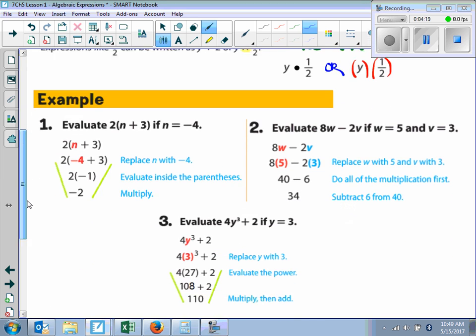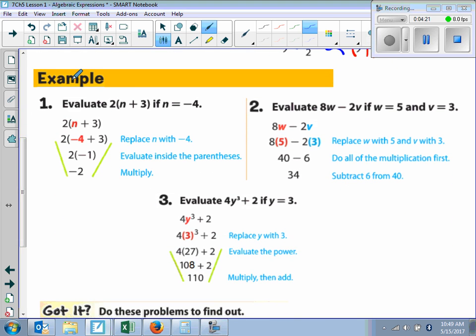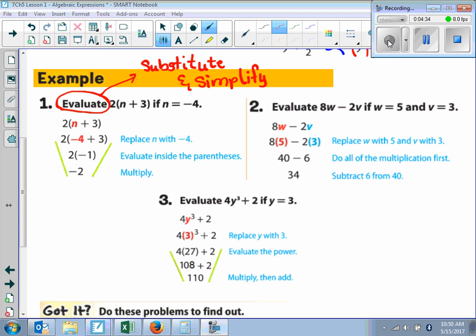So here are some examples. Now, examples 1, 2, and 3, we are evaluating. And when we evaluate, I want you to make sure you know this definition. Evaluate means to substitute and simplify. Please write that down. So evaluate means to substitute and simplify. Okay, so you've written that down.